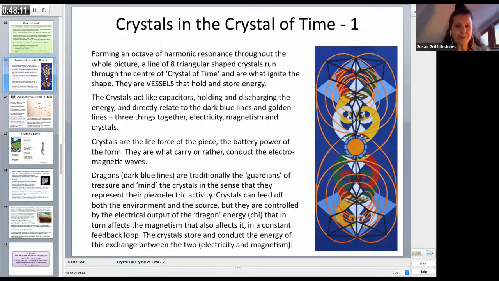So now we have 3 things together: the electricity, the magnetism, and the crystals. The crystals, in a sense, are the life force of the piece, the battery power of the form. They are what carry, or rather conduct, the electromagnetic waves.